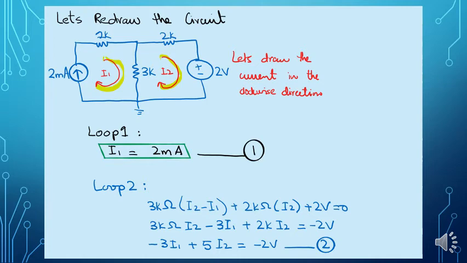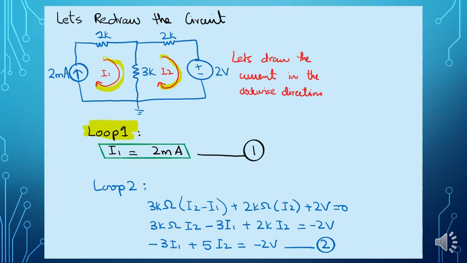So, if we consider loop number 1, which is having I1, this is loop 1. We are not requiring any KVL equation to find out the current I1, because we already know the current in the loop. It is 2 milliamperes, so there is no need to make any equation for this loop. Now our next target is to find out current I2 from loop number 2.